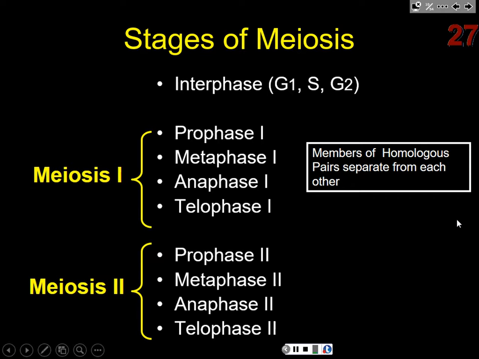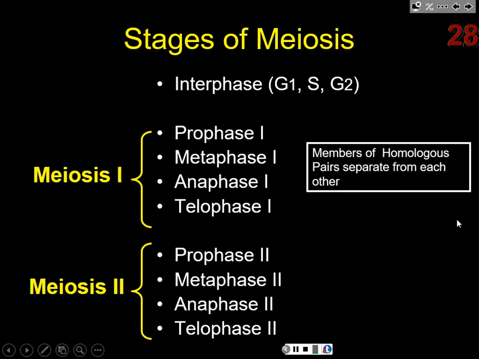Okay? What's the purpose of meiosis 1? Separate the homologous pairs. What's the purpose of meiosis 1? Separate homologous pairs. When do the homologous pairs separate? What happens in meiosis 1?